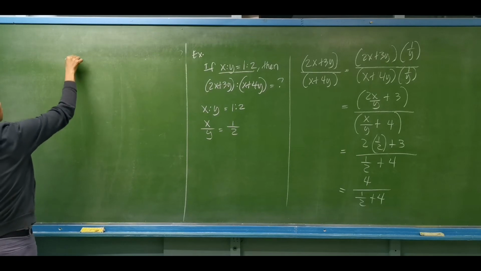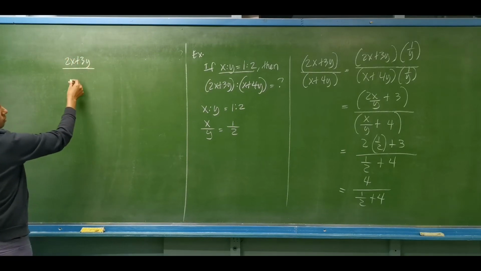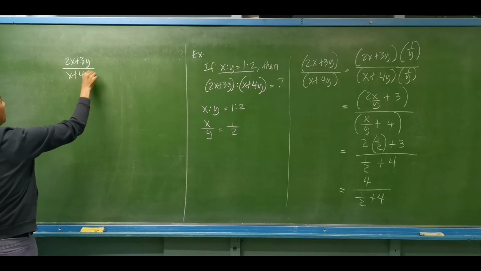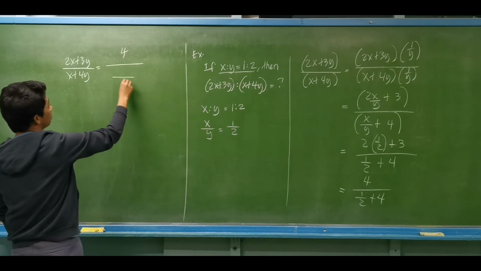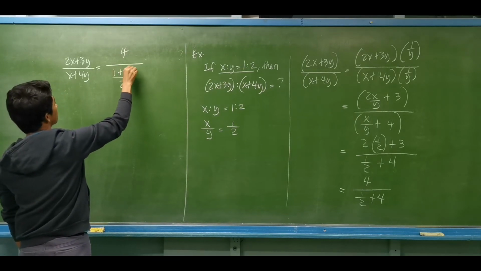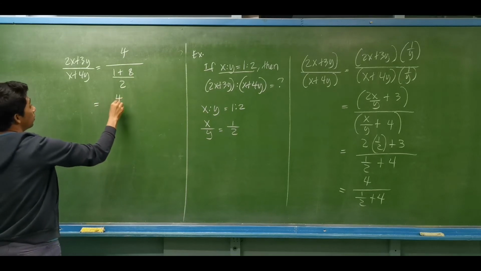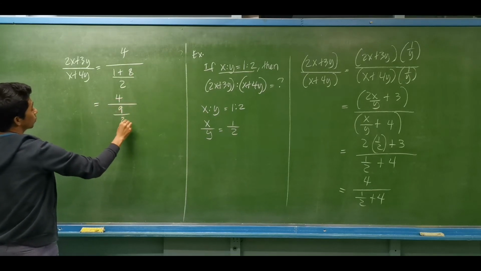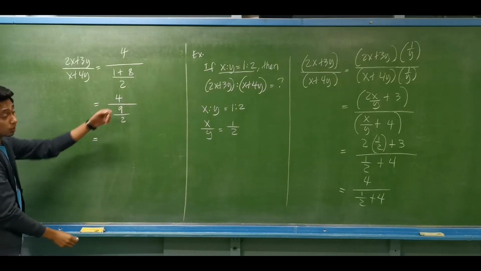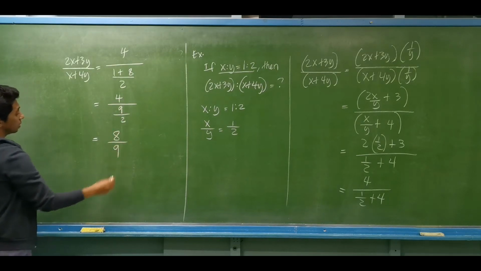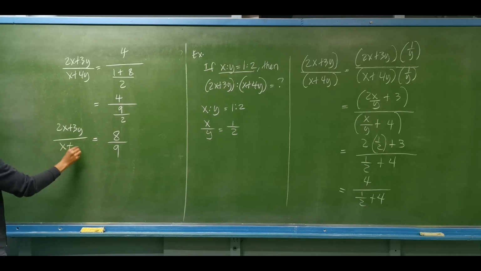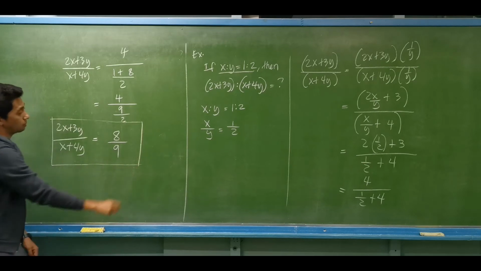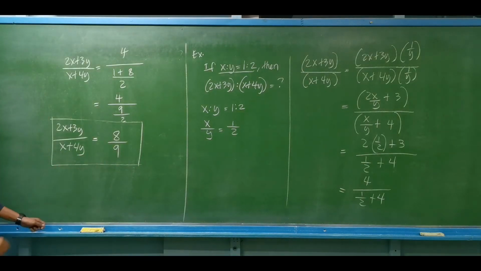So we have the equivalent of 2x plus 3y over x plus 4y. So we have that as 4 divided by common denominator will be 2, 1 plus 8. So we have this as 4 divided by 9 over 2, or if you are to simplify, 2 times 4, this is the same as 8 over 9. So the equivalent of 2x plus 3y all over x plus 4y is basically equal to 8 over 9. So this will be our second example for proportion.